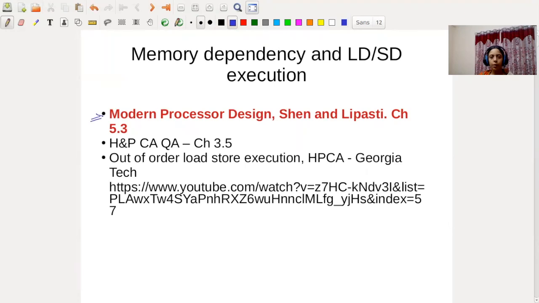I recommend this chapter of Shen and Lipasti, chapter 5.3, for this particular section. Hennessy and Patterson also cover it, but they cover it very, very briefly. So Shen and Lipasti is a very strongly recommended chapter for this particular topic.